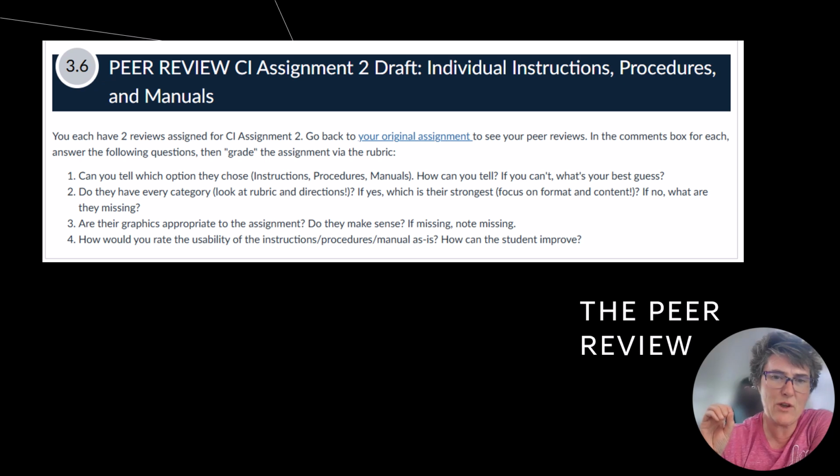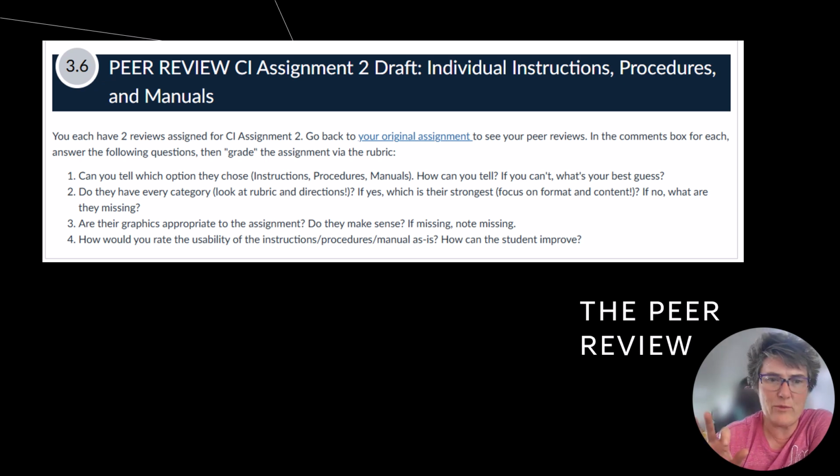You're supposed to go back to the original assignment, and in the upper right-hand corner, there will be 2 more names or anonymous peers, I can't remember what it says, but it's for peer reviews. Your job is to grade it by the rubric, but then answer those 4 questions in the comments box for them. Can you tell which option they picked? Is it obvious? Which means you're going to have to know how to tell if it's obvious. Do they have every category? That's really easy: just look at the bulleted list. Do they have each one of those bullet points? If not, what are they missing?